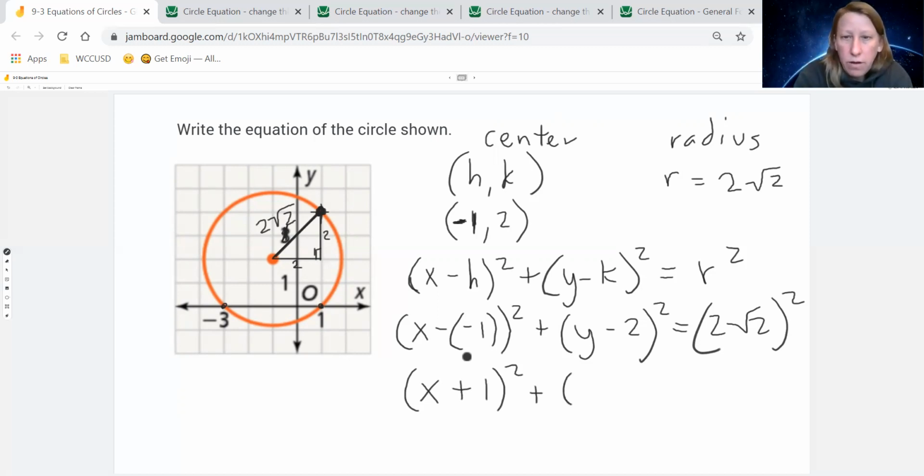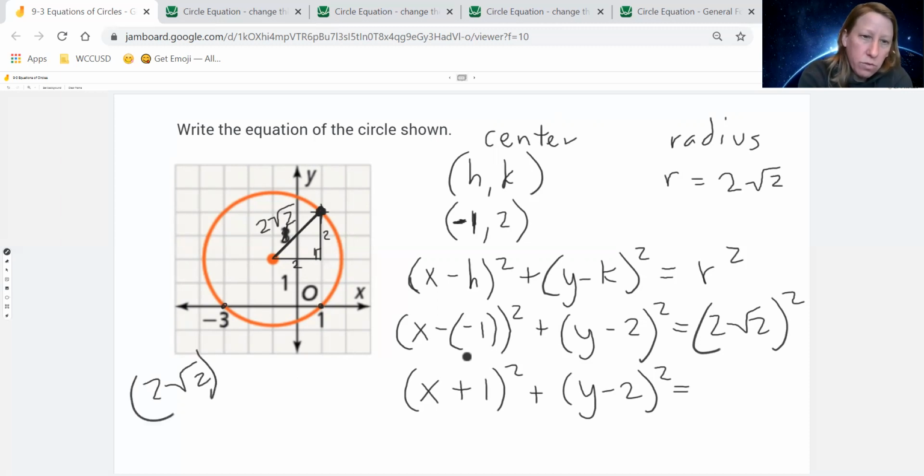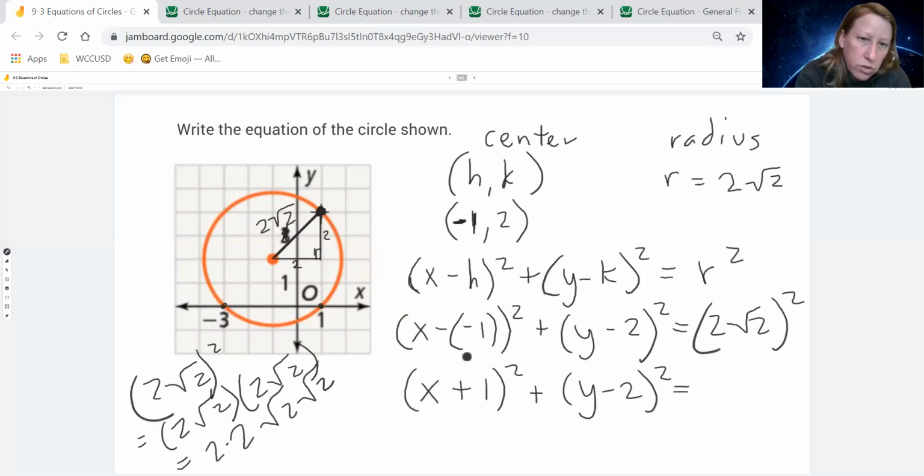And then here we have quantity y minus 2 squared. 2 times the square root of 2, squared. I'm going to do that off to the side. That's 2 times the square root of 2 times 2 times the square root of 2. Now I'm going to rearrange my terms. I'm going to put 2 times 2 next to each other, and square root of 2 and square root of 2 next to each other. And that's 2 times 2, I'm going to make that a 4.